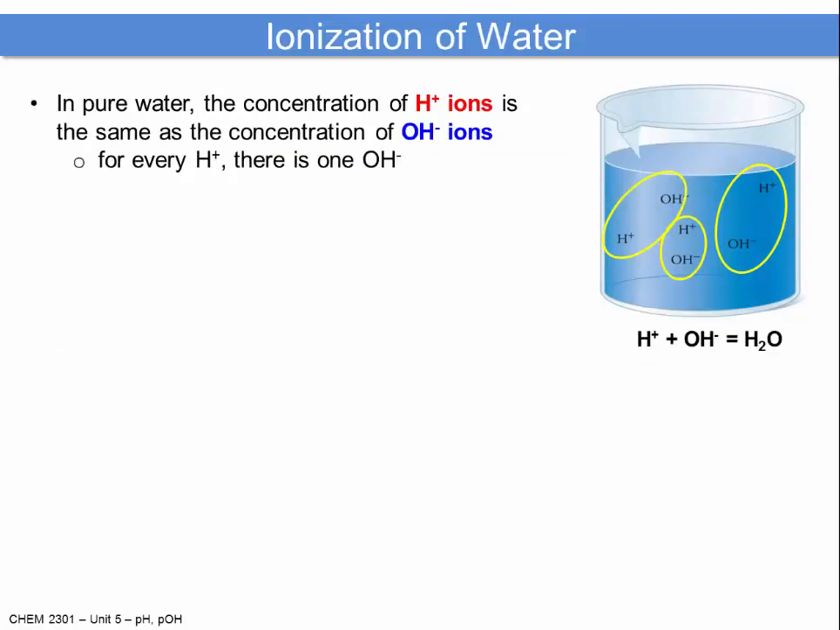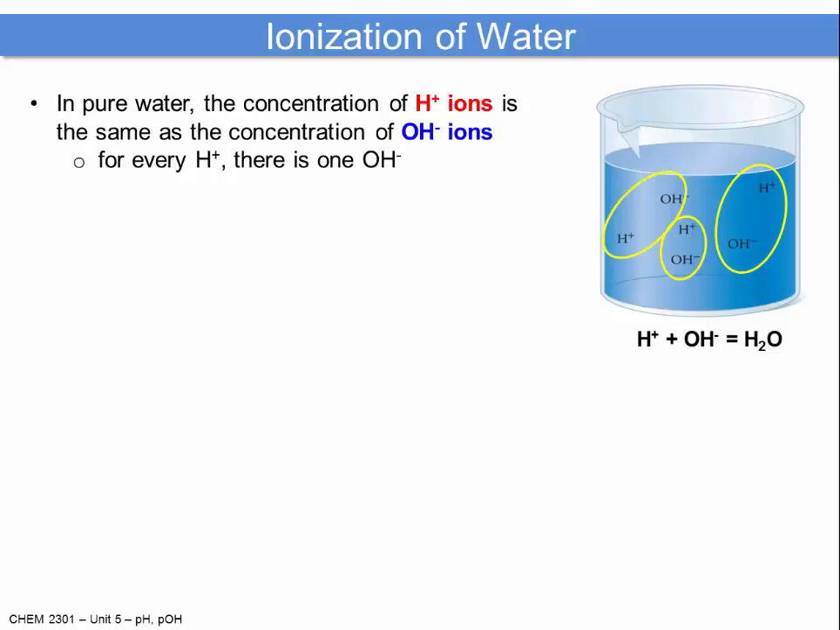In pure water, the concentration of hydrogen ions is exactly the same as the concentration of hydroxide ions. For every one hydrogen ion, there is one hydroxide ion. This is an important concept to think about, and I want to relate it back to what we learned about acids and bases. We learned about water being neutral, and that acids give off hydrogen ions and bases give off hydroxide ions. For every one hydrogen ion in water, there's one hydroxide ion, so there's an equal amount of acid and base. Therefore, water is neutral.